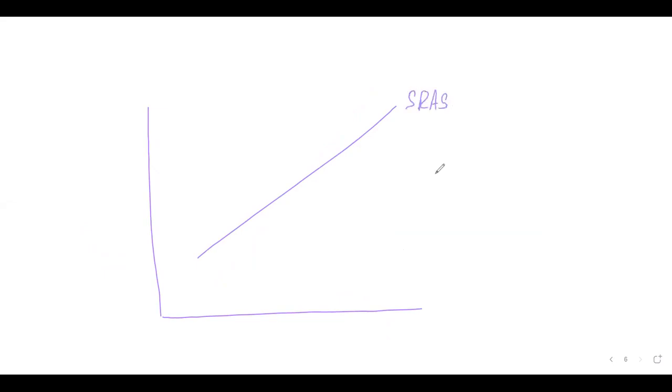One was the quantity and quality of resources, right? What is wrong with the writing pad today? Quantity and quality of resources, right? Just give me a second. So quantity and quality of resources, right? This factor also affects the long-run aggregate supply. This not only affects the short run, this also affects the long run, right?